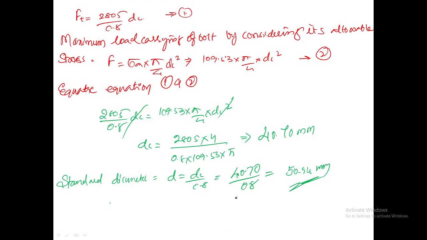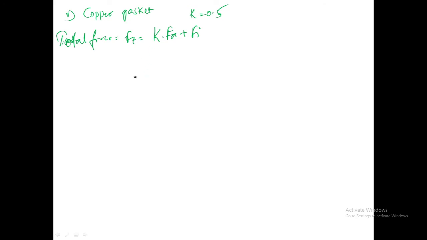Now this one is clear, metal to metal contact. The second is the use of gasket. So second case, the copper gasket. In this case, you have to consider K equal to 0.5. So the total force, Ft equal to K into Fa plus Fi. Fa is 52.36 into 10 to the power of 3. Now in this case, Fi is to be reduced to half.